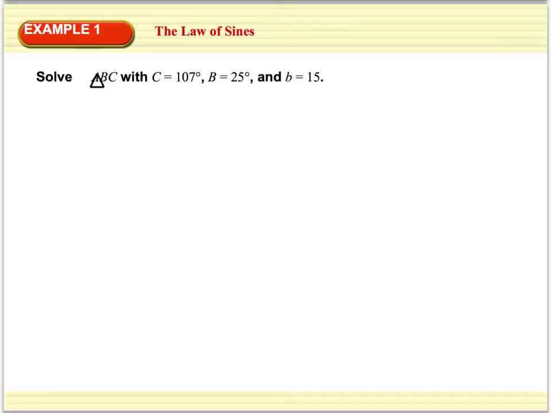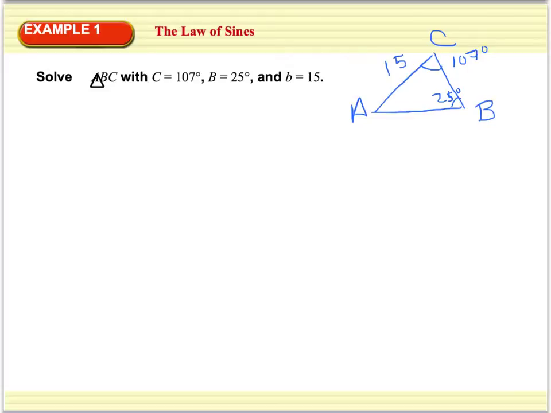For example 1, it says to solve triangle ABC with angle C as 107 degrees, angle B as 25 degrees, and side length b as 15. The first thing I'm going to do is sketch the triangle so that I know what I'm looking at and dealing with. So when I fill in what's been given, I know that C is 107 degrees, angle B is 25 degrees, and side length b, which is opposite of angle B, is 15.